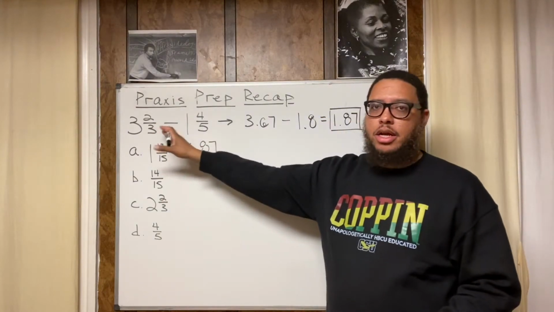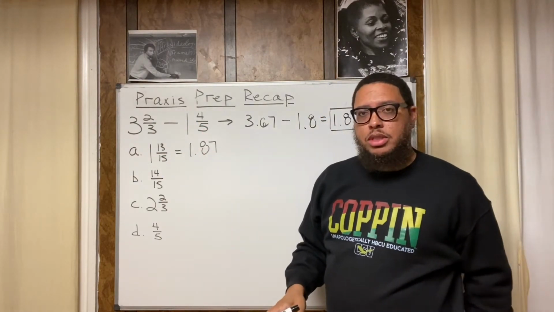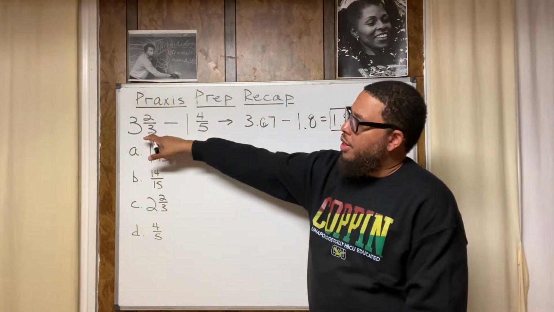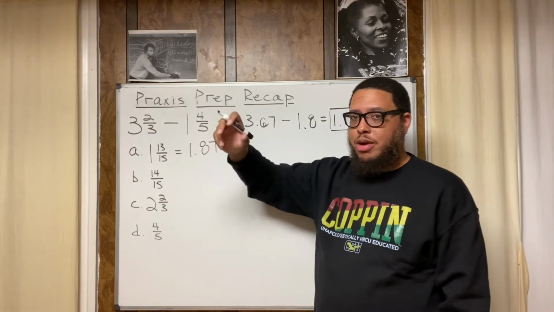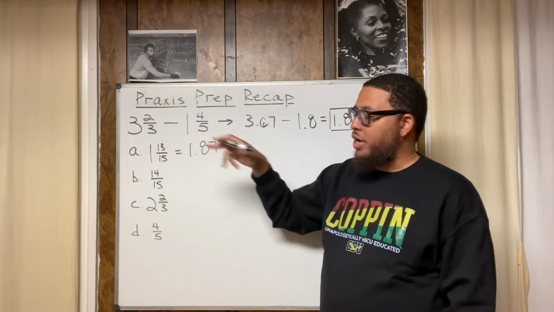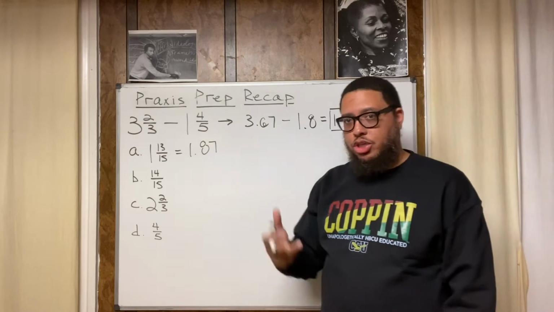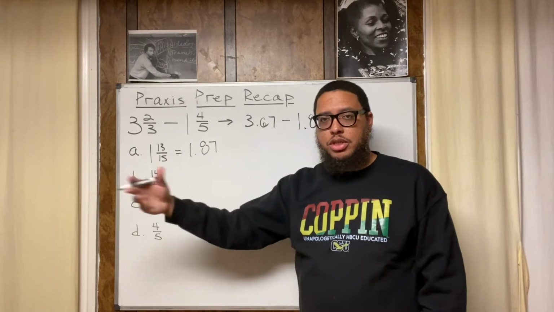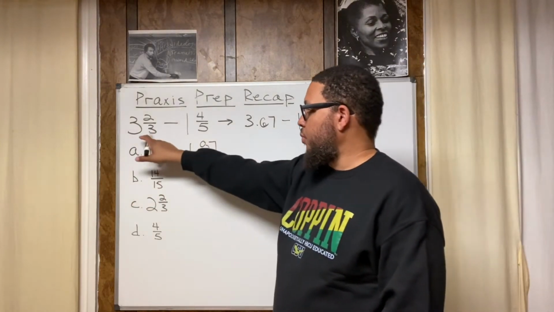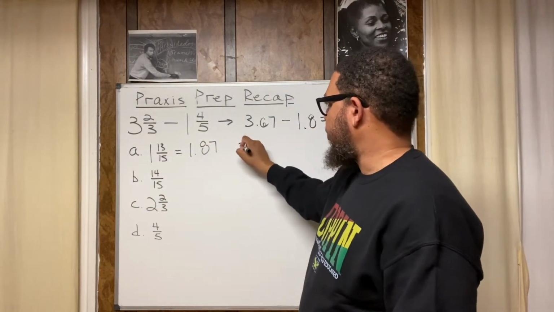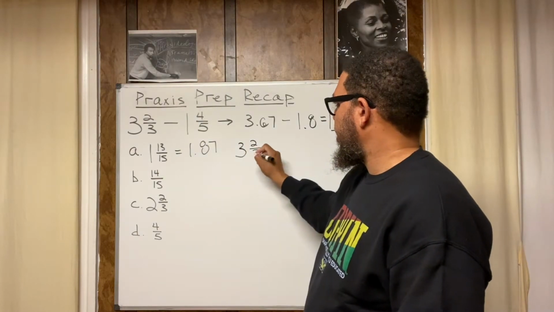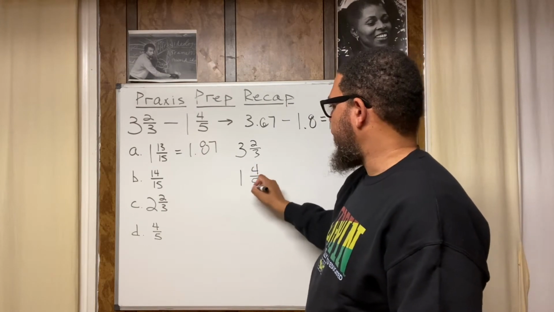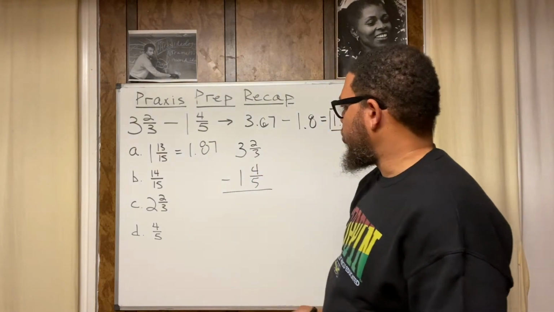Now, when I set up these problems, I typically will set the problem up vertically, right? This 3 2/3 is what we call the minuend. The first number in the subtraction problem is called the minuend. The second number is called the subtrahend, in case you were wondering. And the answer is called the difference. So the minuend goes on top, so we got 3 2/3. And then the subtrahend goes on the bottom, so we got 1 4/5. Put your minus sign and draw your line.